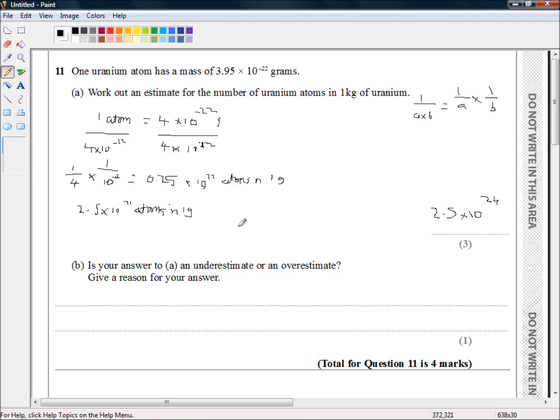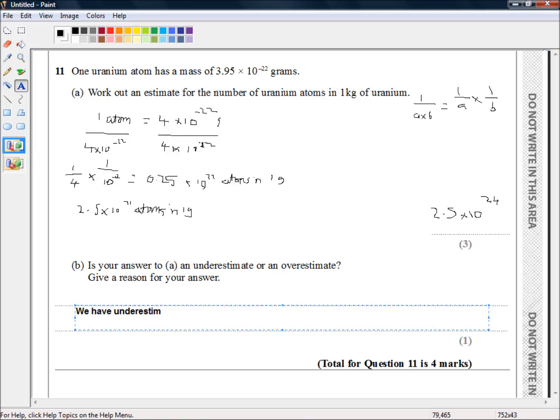atoms in 1 kilogram. And part B says, is your answer to part A an underestimate or an overestimate? Give a reason for your answer. Well, as we already discussed, this is going to be an underestimate. So we have underestimated the number of atoms because we overestimated the mass of an atom. Okay, I hope that was helpful, and I'll see you in the next video.